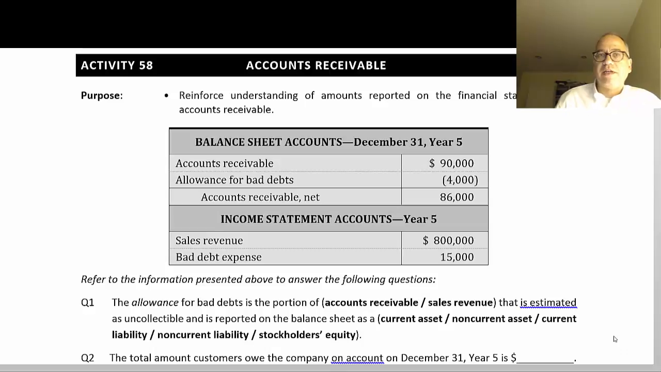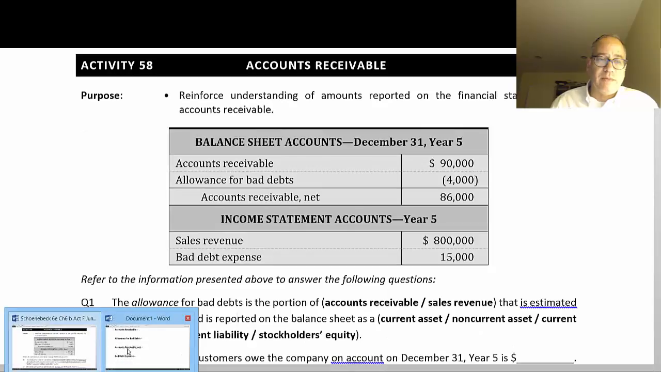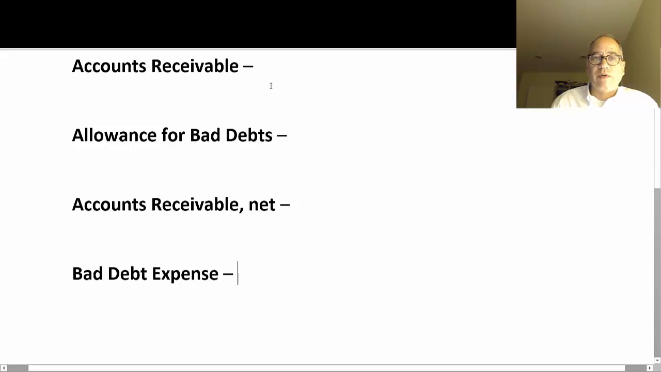In this video, I'm going to explain accounts receivable as in Activity 58. I'll first give a brief explanation about what accounts receivable is, and that will be followed by you doing this activity here, Activity 58, and then I'll go over the answer with you. Accounts receivable occurs when companies extend credit to customers.